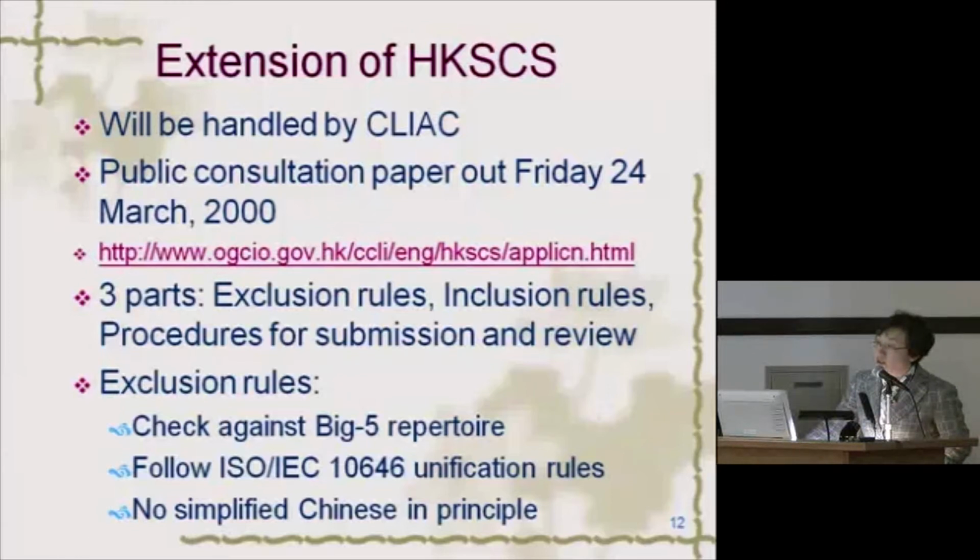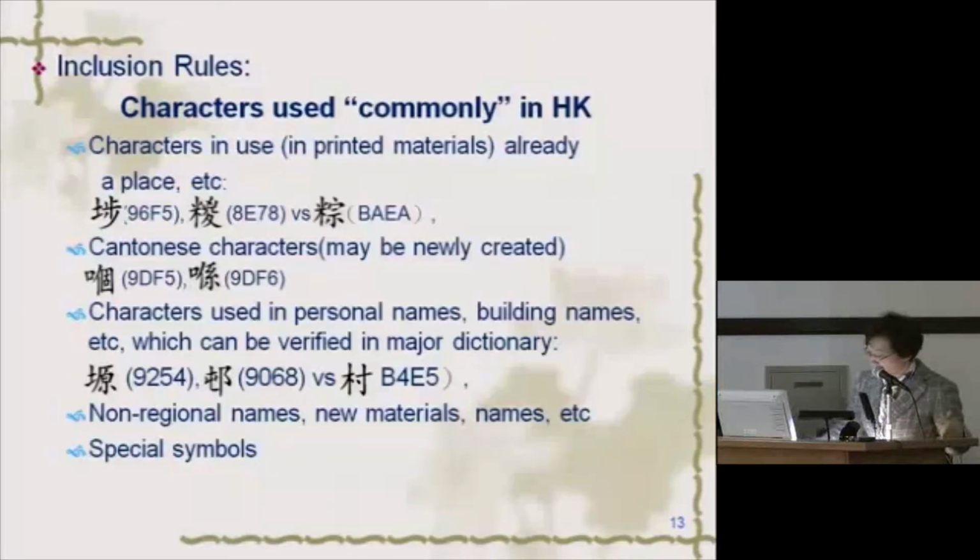Because the simplified Chinese characters which were there were included to provide backward compatibility, not because we want to include all of them. So if there's no need, of course, we would not include them. But because of the limit in space, simplified Chinese would not be included anymore.